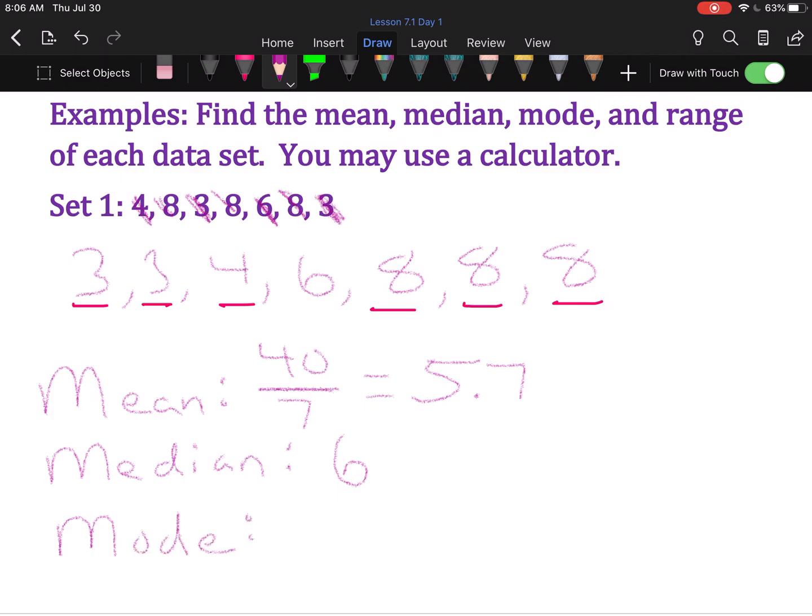Mode means the number that happens most often. There are 3 8s and no other number appears 3 times, so the mode is 8. And the range is simply the highest number, 8, minus the lowest number, 3. So the range is 5.